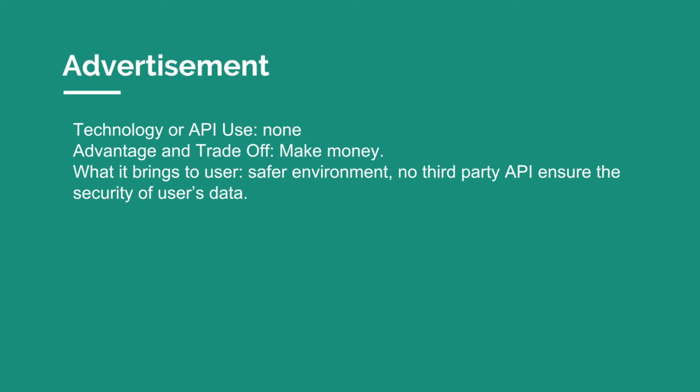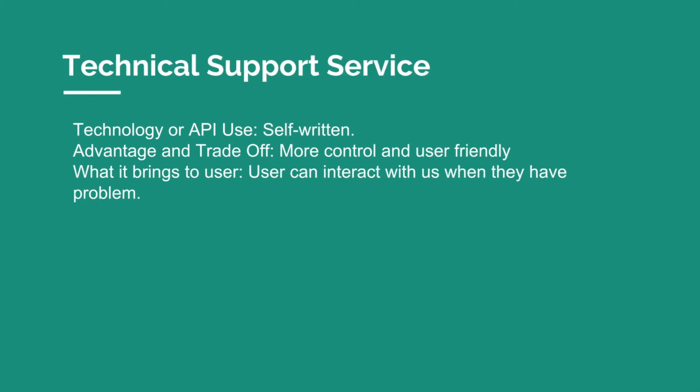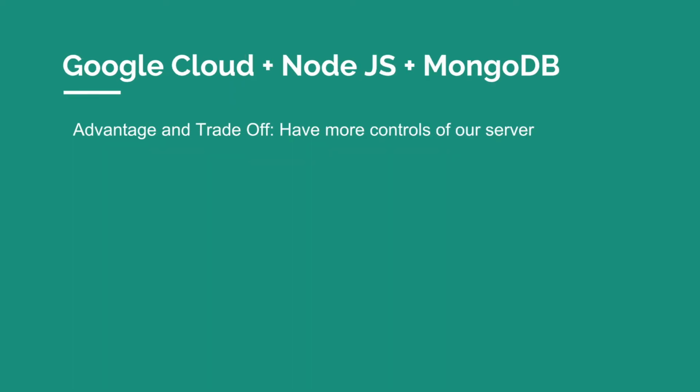Next, advertisement. We did not use any API because Peter pointed out that third-party API might harm the security of users' data. The benefit it gives is we can make money through that. Next, technical service. We self-wrote the technical support page. We have more control and it is user-friendly. It allows users to interact with us when they have problems.